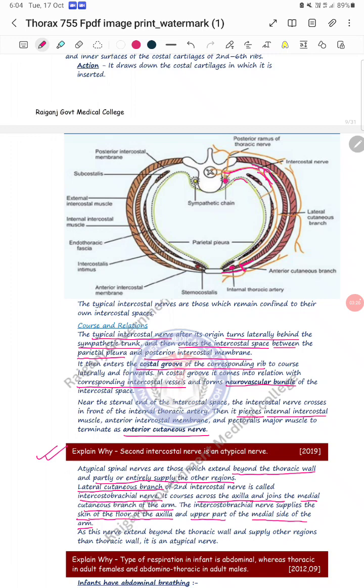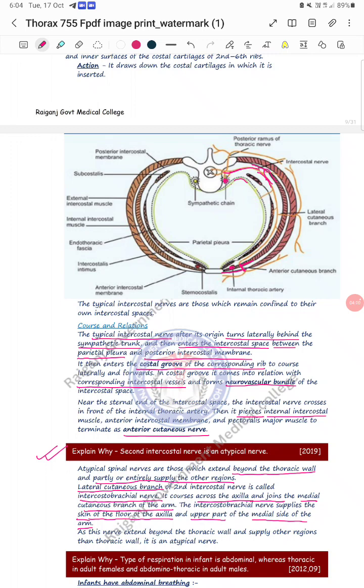Now let us revise quickly. The typical intercostal nerve, after its origination from the spinal cord, passes laterally and backward to the sympathetic trunk, then enters into the intercostal space of the same number between the parietal pleura and the posterior intercostal membrane. Now it continues forward in the costal groove of the corresponding rib and forms the neurovascular bundle.